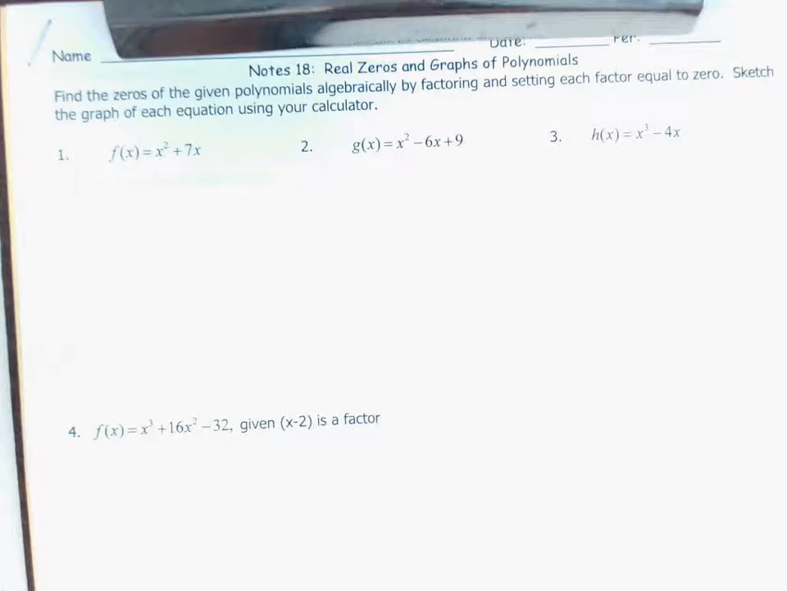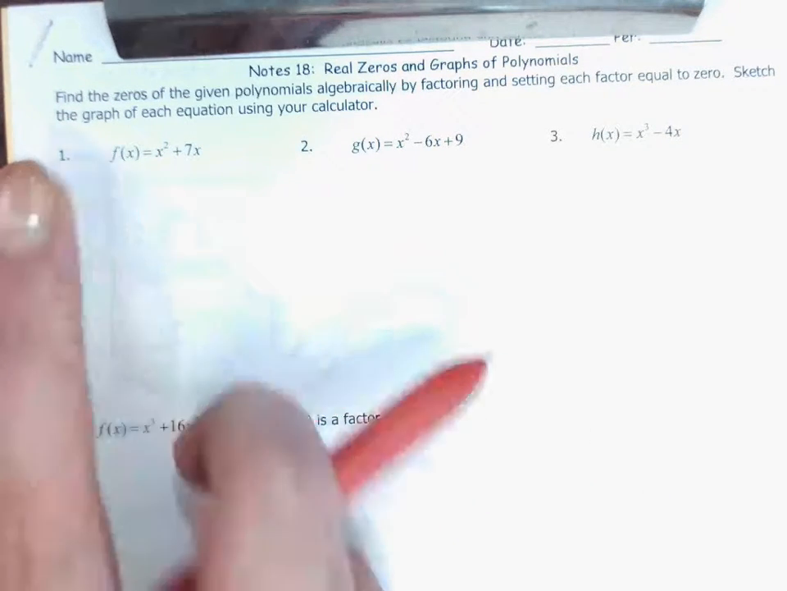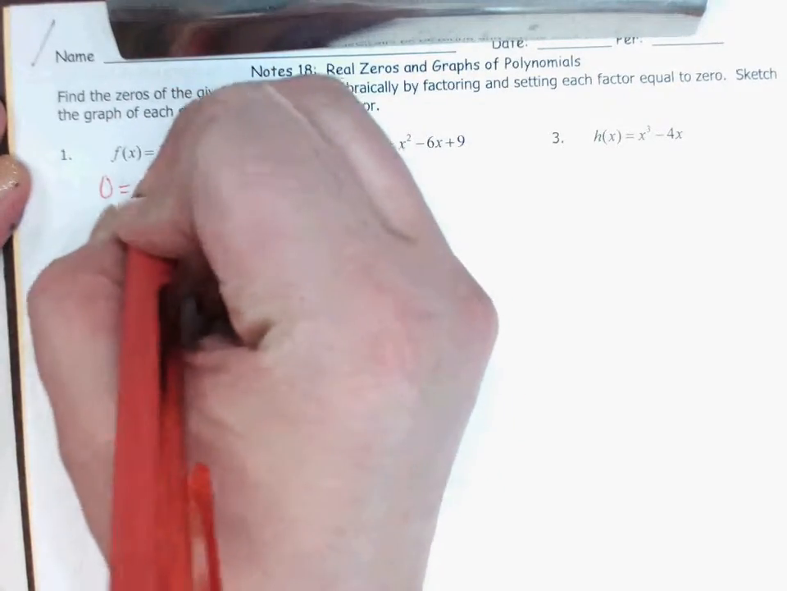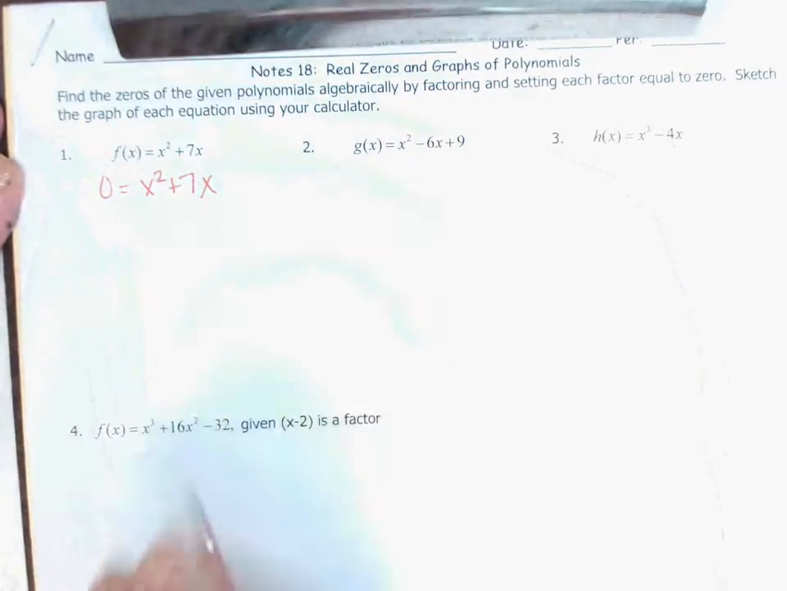Ways to factor. We're going to review several of the more important ones. But take a look at number 1. The way that you find a zero is you set your equation equal to 0. So if I'm doing this one right here, I'm going to set it equal to 0, and then I'm going to try to factor.